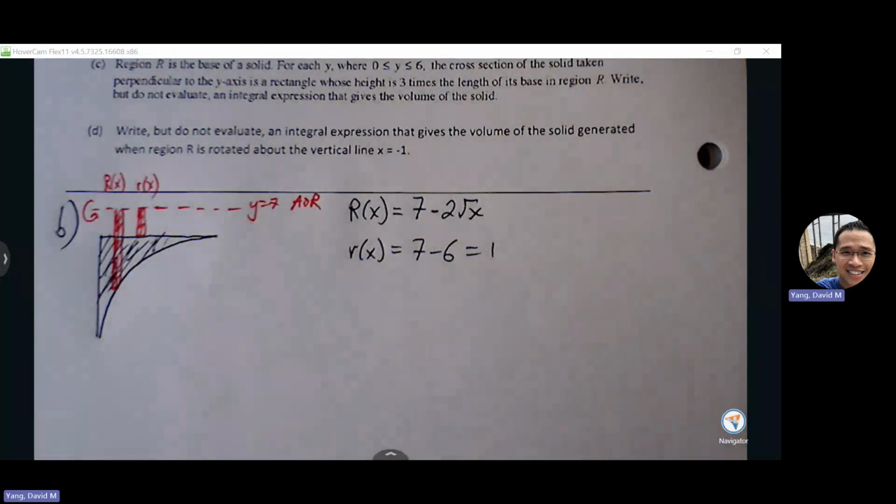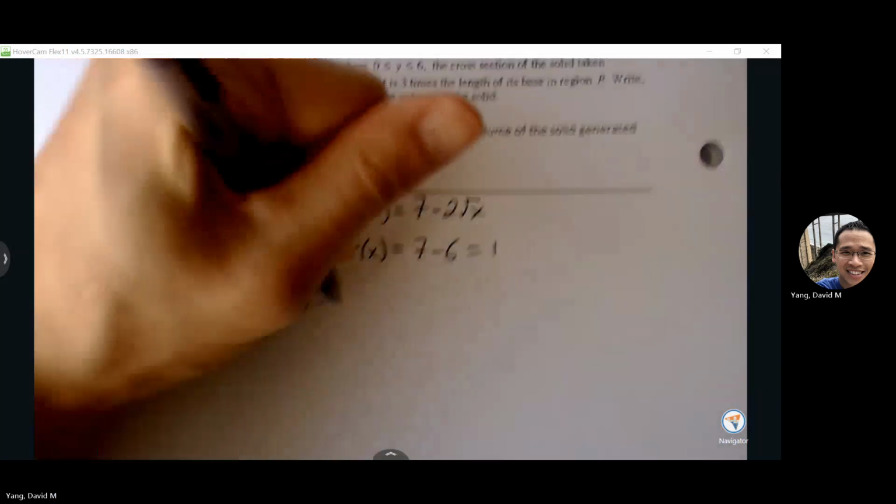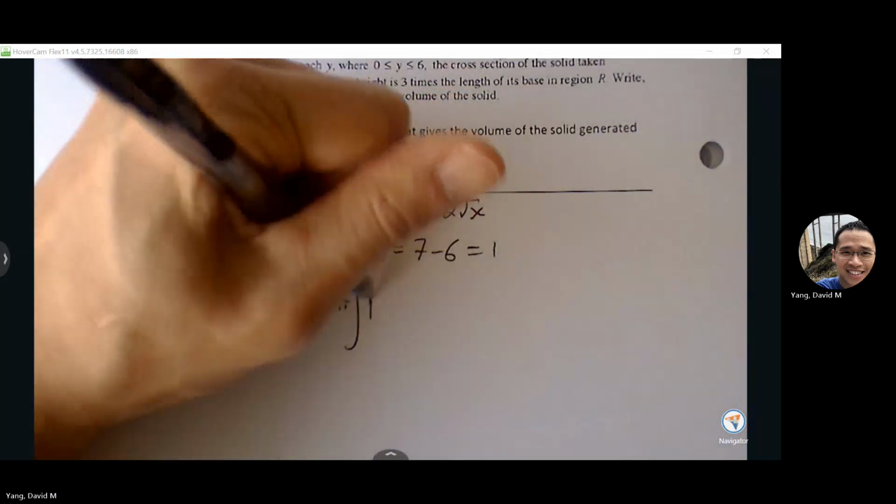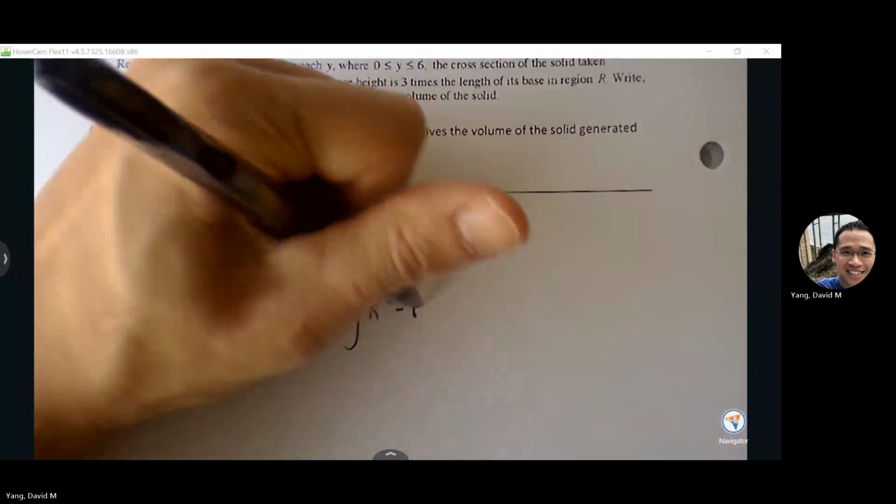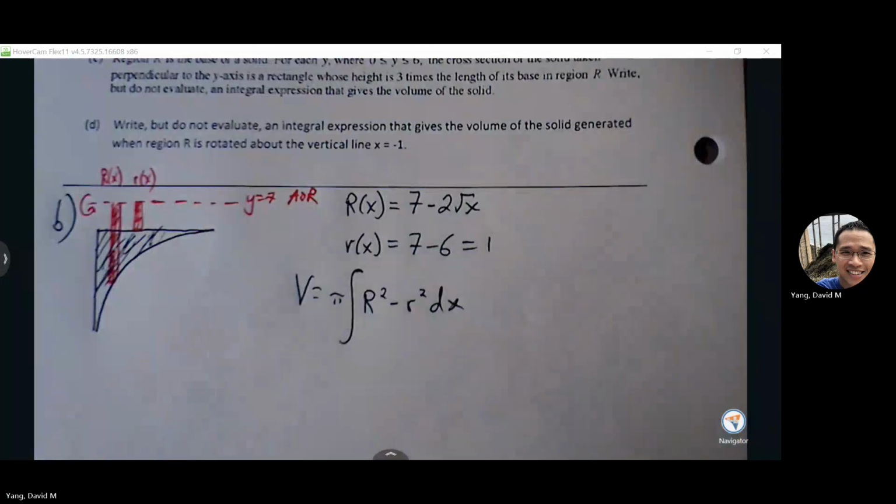And again, we're accumulating these circular rings from the left to the right in terms of the x value. So from 0 to 9. Make sure that when you do washer method that you're squaring your radius independently of each other. You do big R squared minus little r squared. And it's just asking you for the setup.